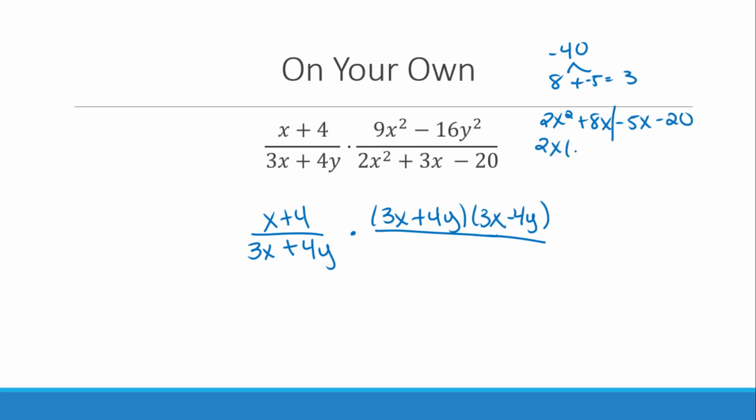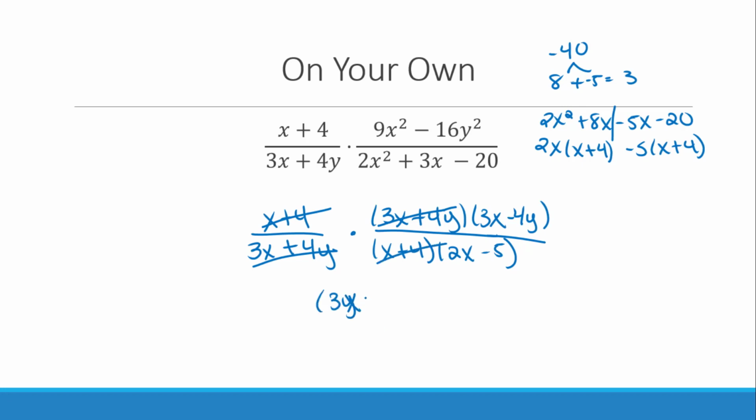So I'm going to take out a 2x, which leaves me with x plus 4. I can take out a negative 5, which will leave me with x plus 4. So I can rewrite this as x plus 4 and then 2x minus 5. So what can I cancel at this point? I can cancel 3x plus 4y and 3x plus 4y. I can cancel x plus 4 and x plus 4. And I'm left with 3x times x minus 4y all over 2x minus 5.